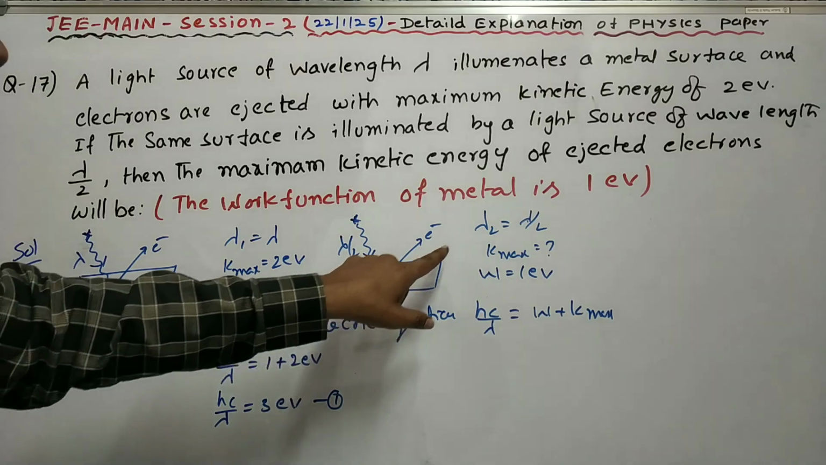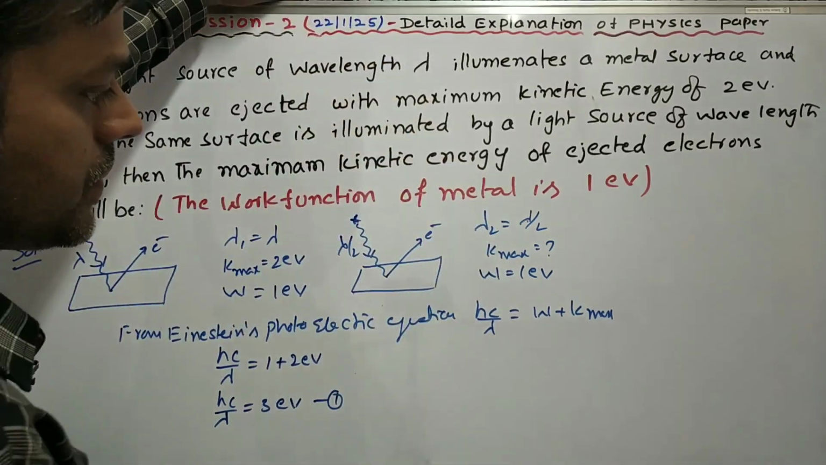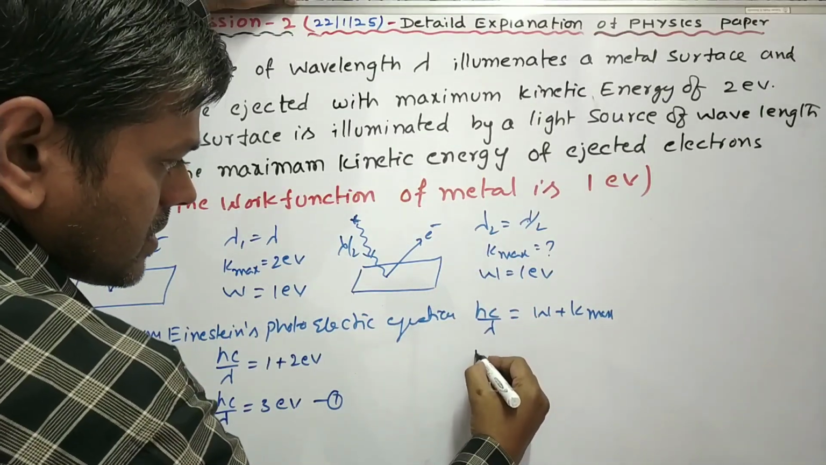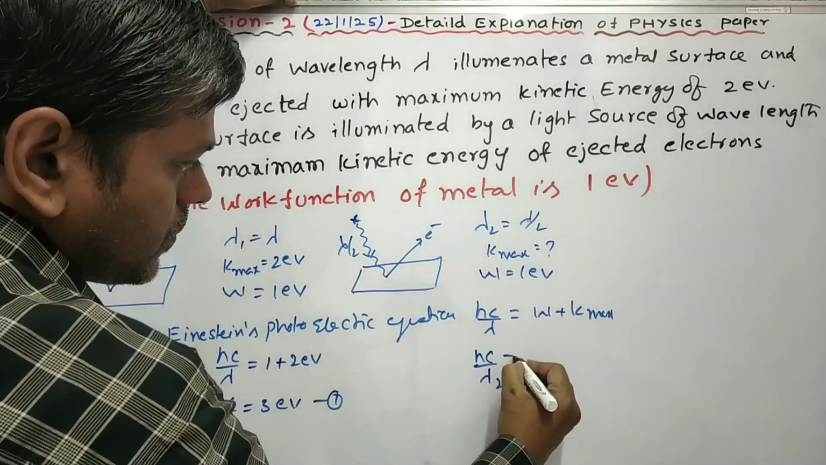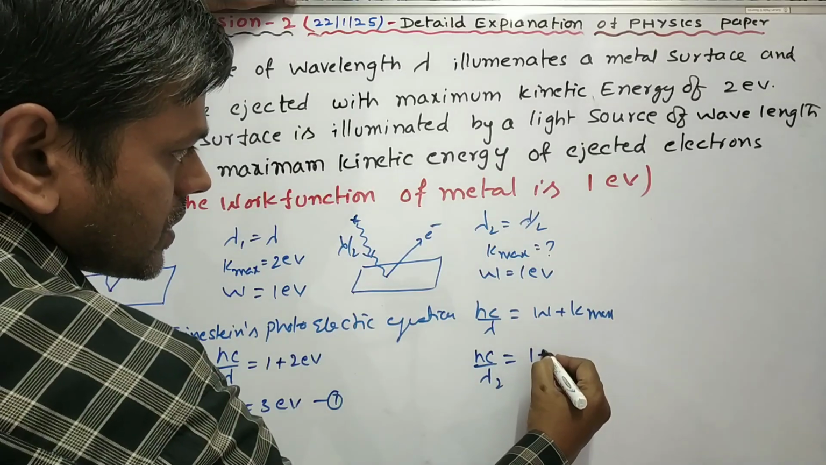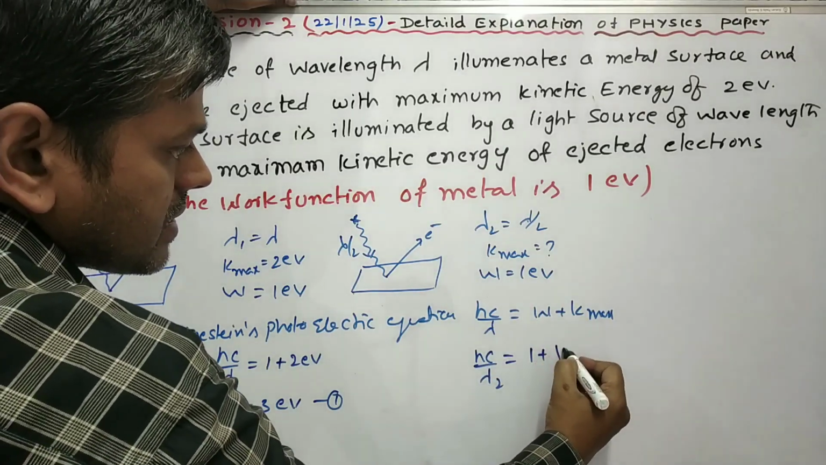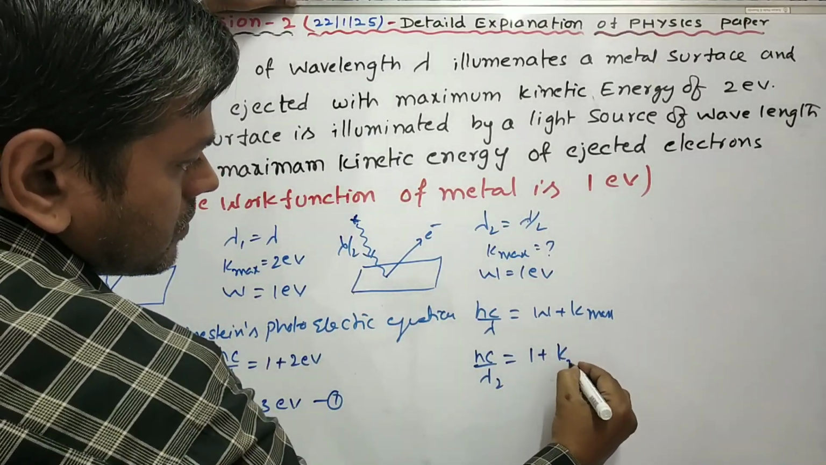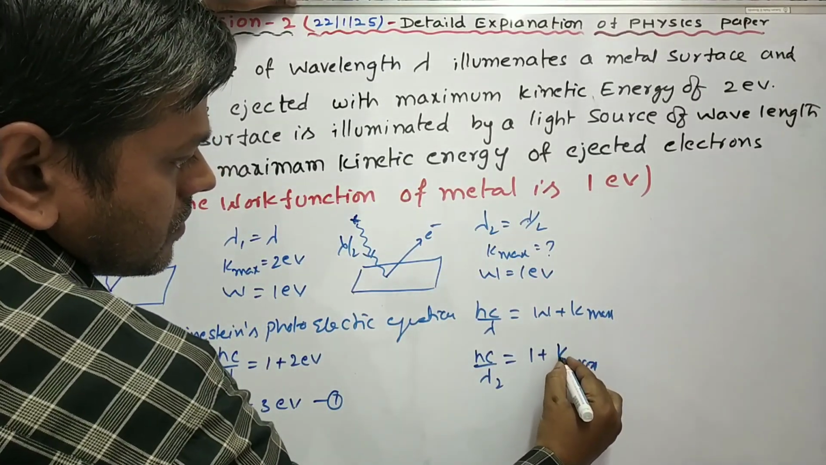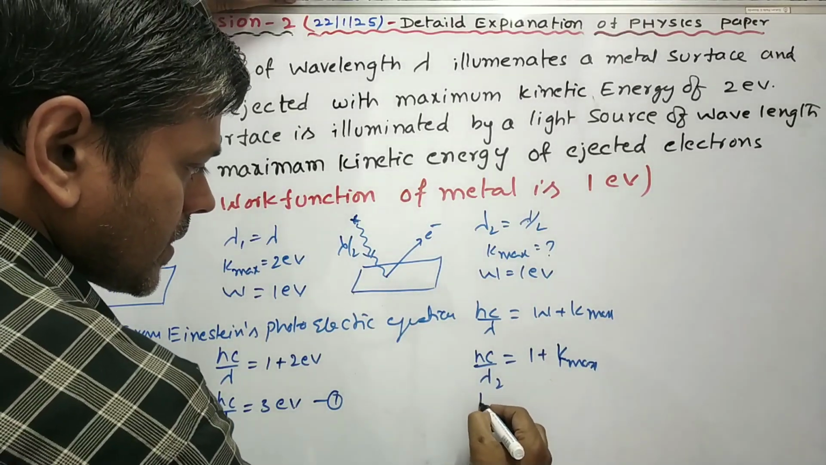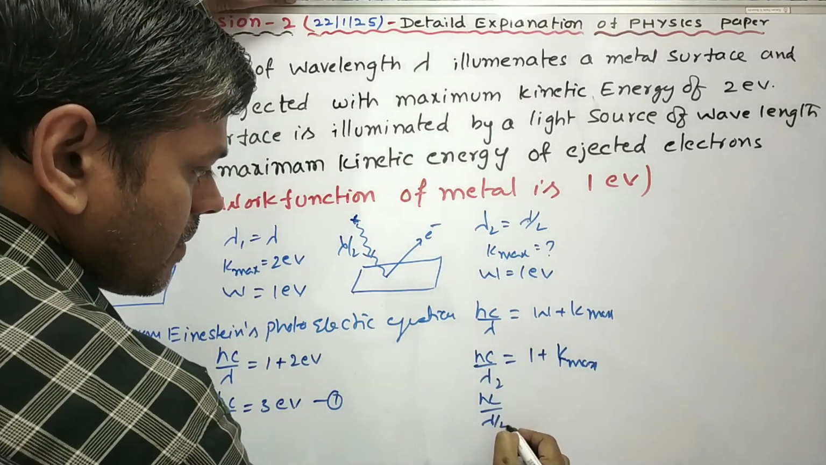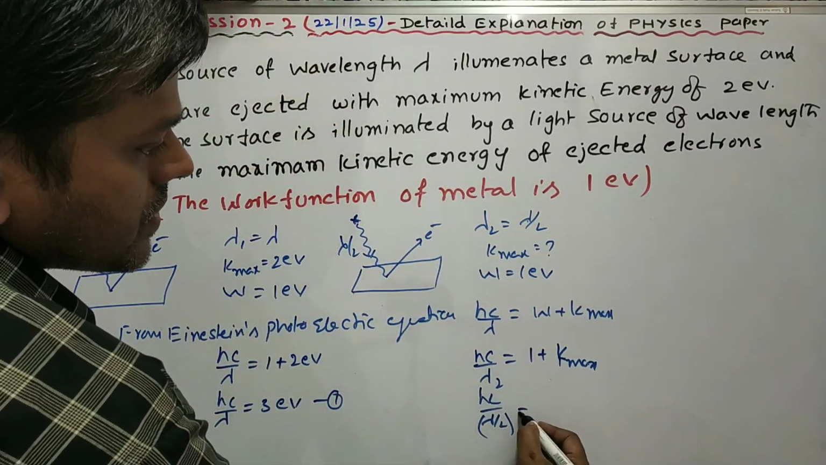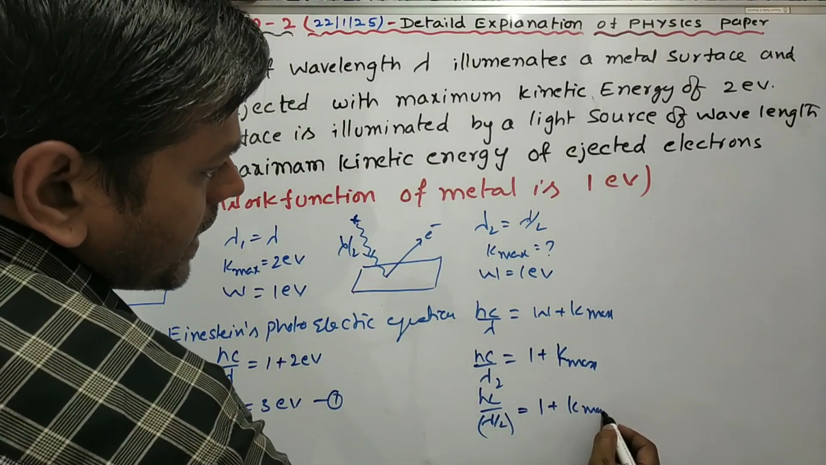Now the same metal plate is illuminated by a wavelength lambda by 2. In this case, what is the kinetic energy of the ejected photoelectron? Same way, hc by lambda 2 is equal to work function 1 plus Kmax. Kmax is what is required. So hc by lambda by 2, because lambda 2 is lambda by 2 in this case, is equal to 1 plus Kmax.